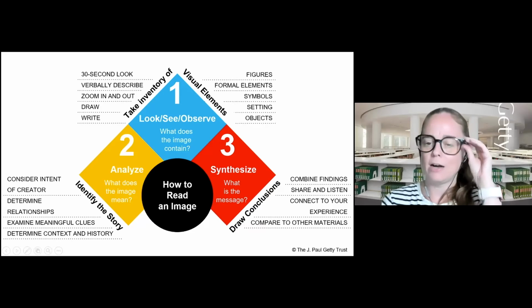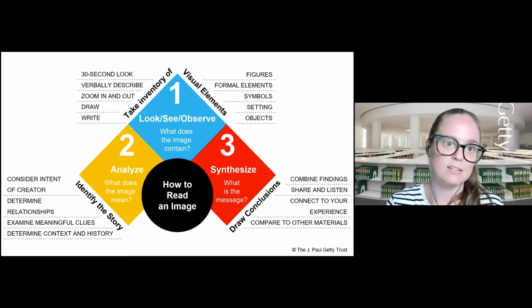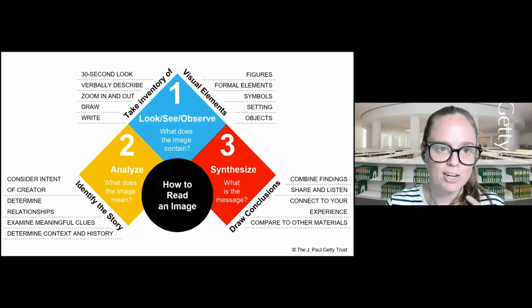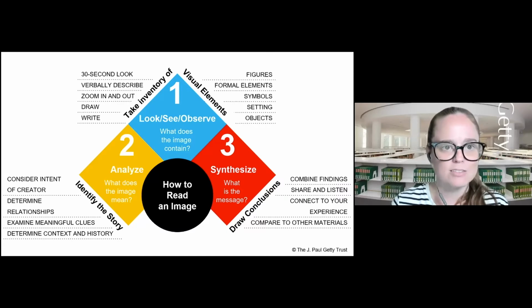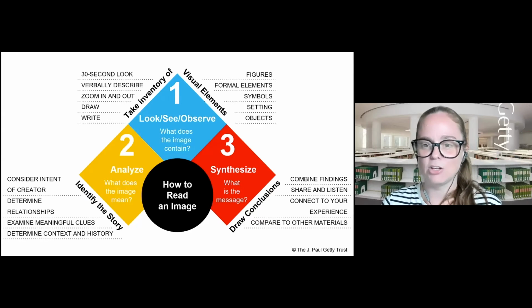So combining all the findings that you've had and maybe coming up with a story to share, sharing that story with others, then listening to their interpretations, because when you start doing that, you may notice things you didn't notice before, or realize that your experience is different from someone else's, and that's why they're interpreting it differently, and that could bring you to some different conclusions or bring up some different messages. And then connect to your own experience.